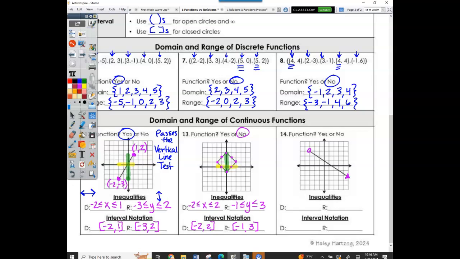The first question says, is this a function, yes or no? Yes. Yeah, it's definitely a function. Now the hard part. Tell me the domain, tell me the range. Tell me the numbers covered in the x values, tell me the numbers covered in the y values.